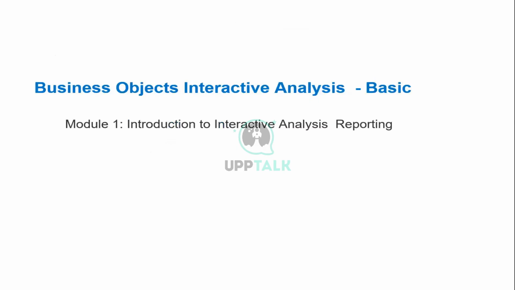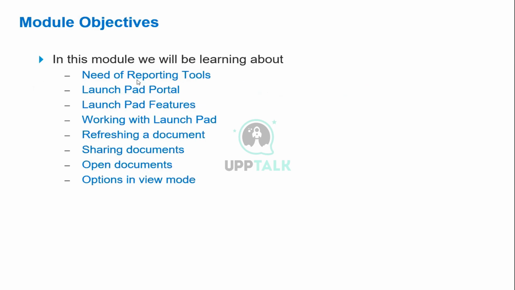The first topic is Introduction to Interactive Analysis Reporting. In this module, we will learn about the need of reporting tools. Why do we need reporting tools? The Launchpad portal, how it looks, the Launchpad features, working with Launchpad, and how we refresh a report. Refreshing means whenever we refresh a report, the data freshly comes into the report, like running or extracting the report. We will also see how we share the reports, how we open the documents, and what options are there in view mode. We will see all this.